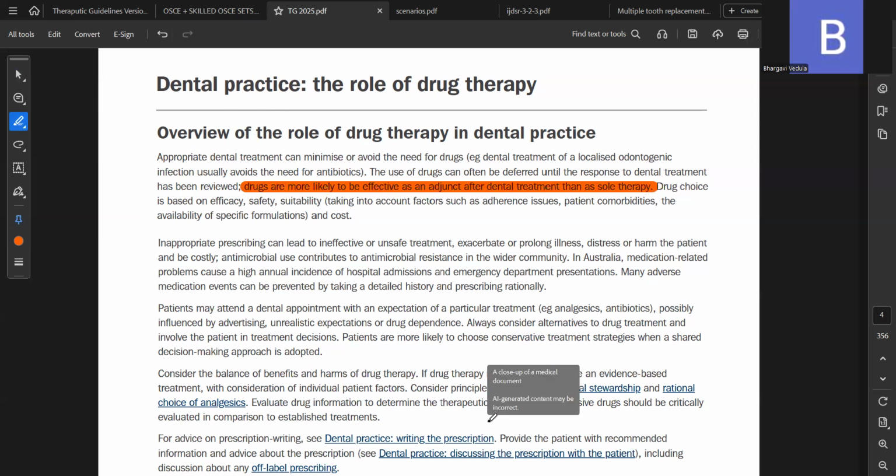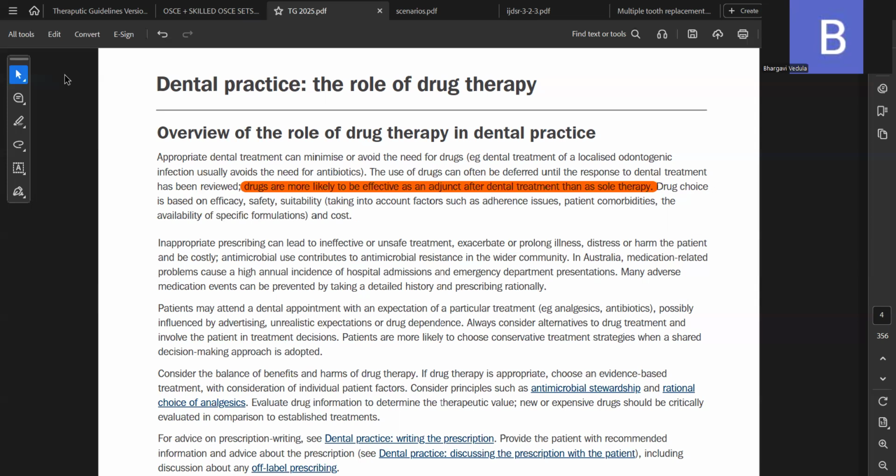Drug choice is based on efficacy. How do we choose drugs? We choose the drug based on efficacy, safety, and suitability. What does suitability mean? Whether the drug suits the patient, taking into account factors such as adherence issues, whether the patient can remember and take the medicine, patient comorbidities, what other systemic conditions or diseases the patient has which might affect the efficacy of the drug, and the availability of specific formulations and cost. Everything should be taken into consideration, whether the drug is effective for that disease or not.